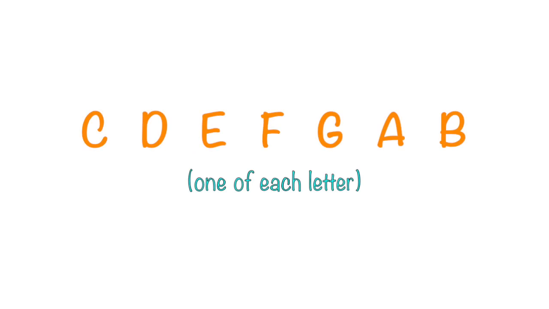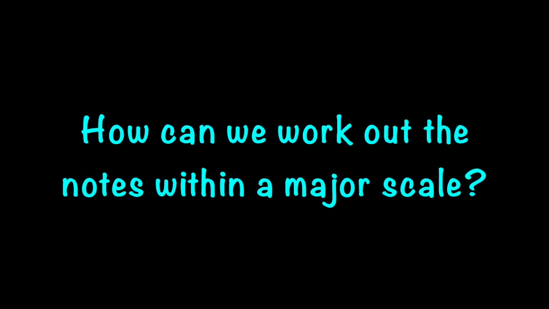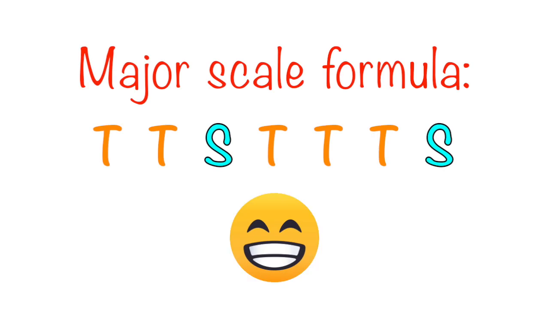A scale consists of 7 different notes that have to have one of each letter name in some form. There are formulas we can use to work out these notes in these scales. Let's take the major scale first. The formula is a set combination of tones and semitones, which is tone, tone, semitone, tone, tone, tone, semitone.